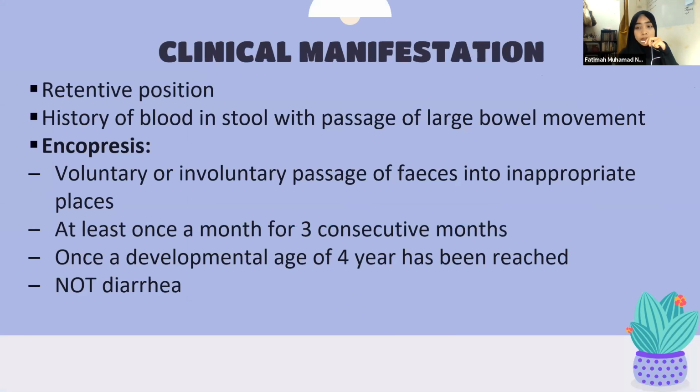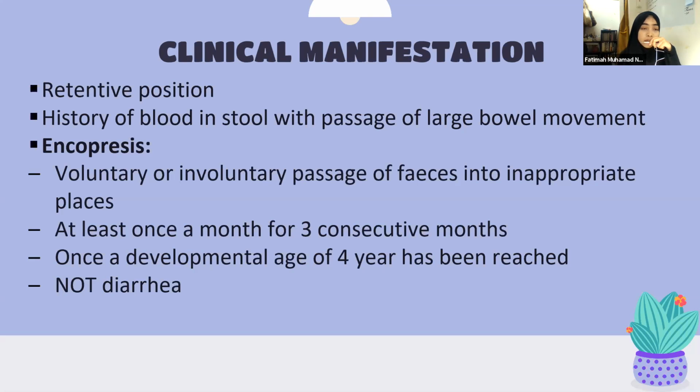Okay, so for the clinical manifestation of chronic constipation, so first of all, we can see that the child may adopt a retentive position. So, okay, after this, I will explain with the aid of a diagram what this means by retentive position. And there may be a history of blood in the stool with passage of large bowel movement. And also daytime encopresis is also common.